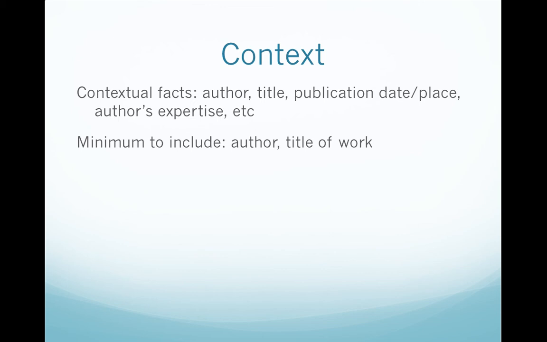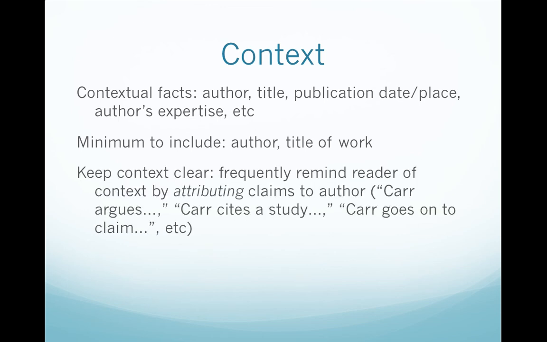Okay, and for your syntheses, I'm only interested in you including author and title of work and maybe kind of work or genre. But I think the most important thing in terms of context is to keep the context clear throughout your essay. That means frequently reminding the reader of the context by attributing the claims that you're describing and paraphrasing to the author. So it means using tags like "Carr argues that," or "Carr cites a study," or "Carr goes on to claim." Notice in all of these, Carr is doing something, and you're reminding the reader, hey, this piece was written by this guy named Carr, and he does these things in the piece.